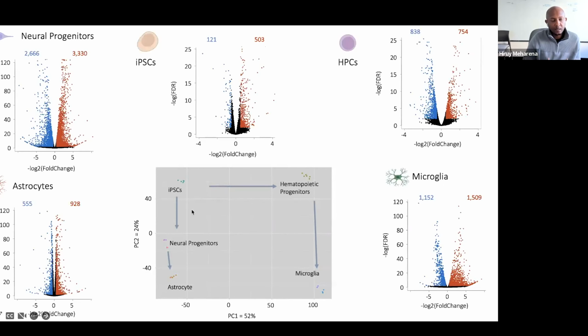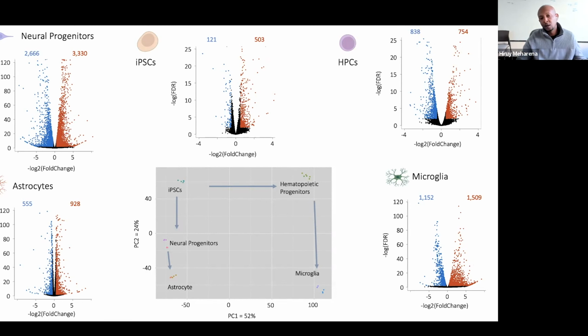Interestingly, what we observe is that all of these different cell types have genome-wide disruption, where induced pluripotent stem cells have the lowest number of differentially expressed genes, and neuroprogenitor cells have the highest. Microglia have the second highest differentially expressed genes, and astrocytes and hematopoietic progenitors are in between induced pluripotent stem cells and the other cell types.